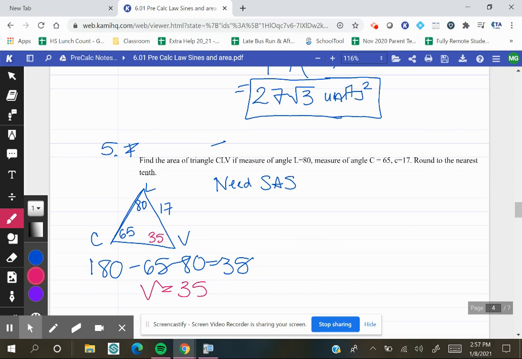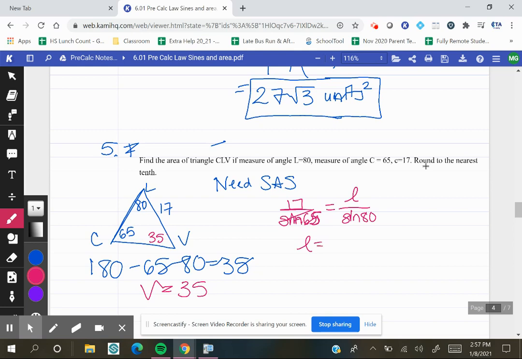In order to find the side, we do not have a right triangle, so we can't use SOHCAHTOA, but we do have a side across from a given angle. So I can use law of sines. So I can do 17 over sine of 65 equals, and let's go ahead and find side L. So let's do lowercase l over sine of 80. Pause the video here, cross multiply, and solve for L.